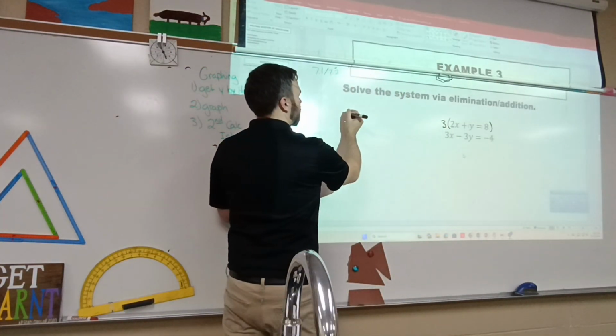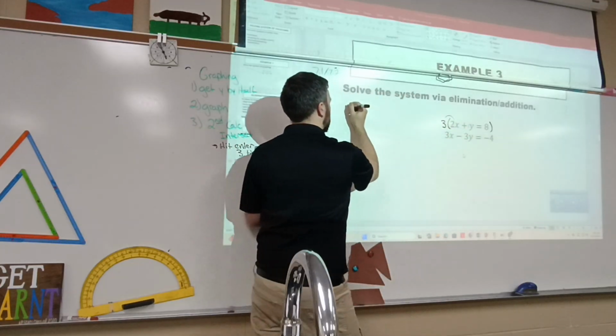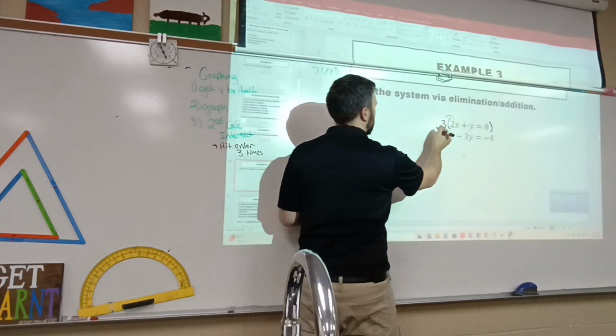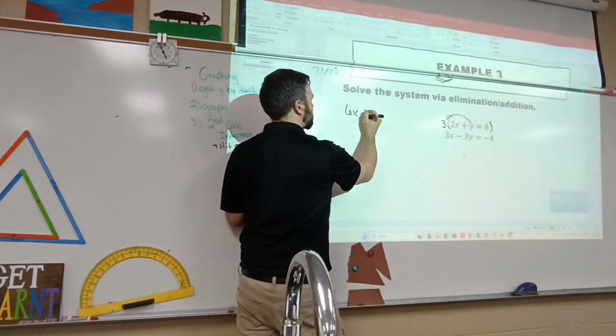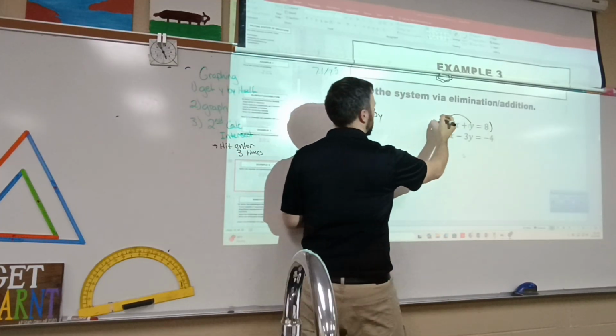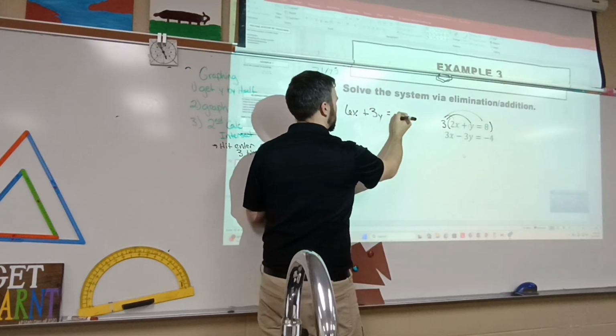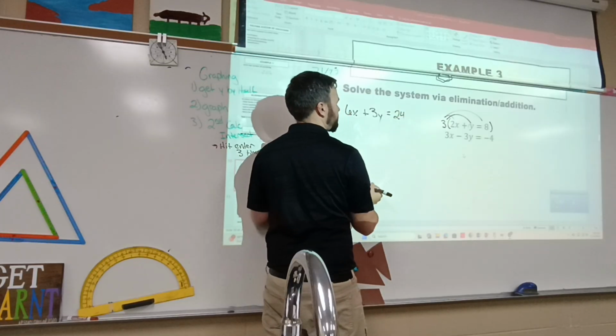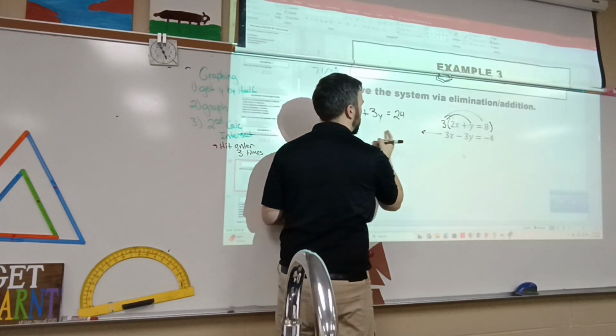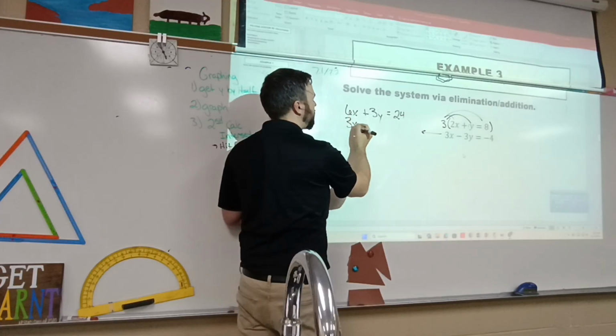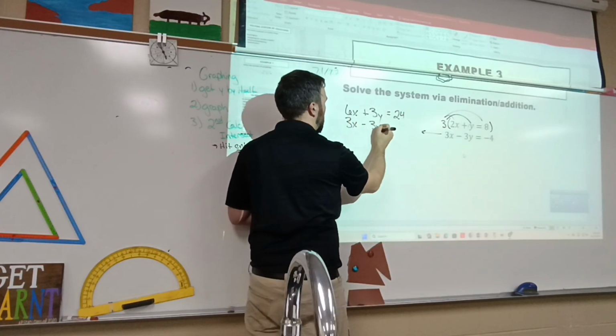So 3 times 2 is 6x. 3 times 1 is 3y. 3 times 8 is 24. I'm just going to move that equation over. You guys might have room in your notes to align this. I just don't.